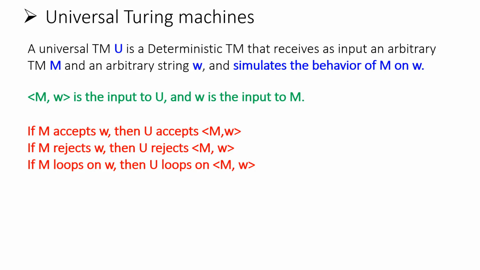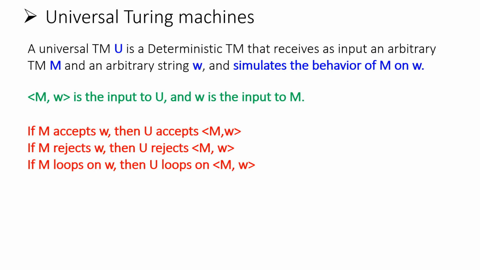Now let's turn to universal Turing machines. Regular Turing machines receive an input string and run on this string directly, while a universal Turing machine U receives as input an arbitrary Turing machine M and an arbitrary string W and simulates the behavior of M on W. In other words, U runs M on W. MW is the input to U, and W is the input to M.